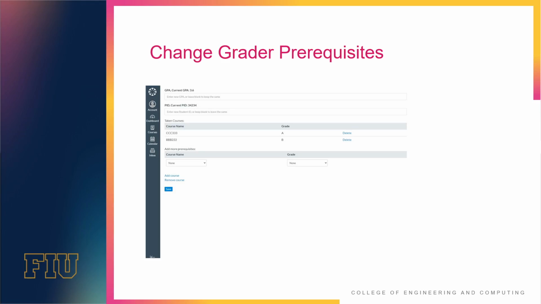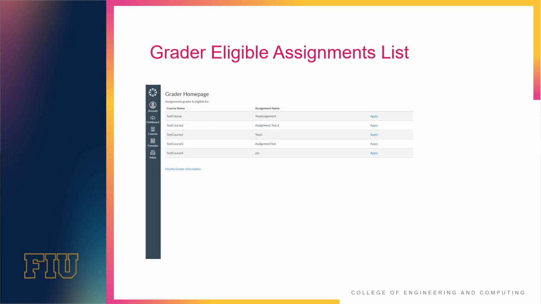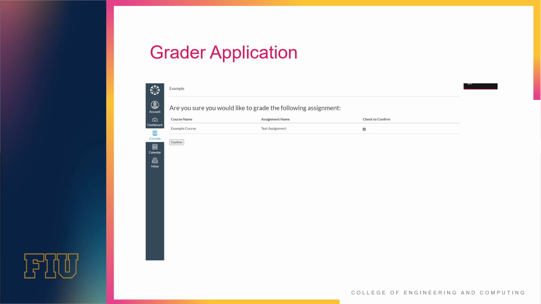By clicking on the Modify Grader Information button on the bottom of the grader homepage, the grader can access a page where they can change their GPA, their school ID, or add or remove prerequisites that they have taken. After going back to the application page, the grader can click on Apply to grade an assignment for a course.